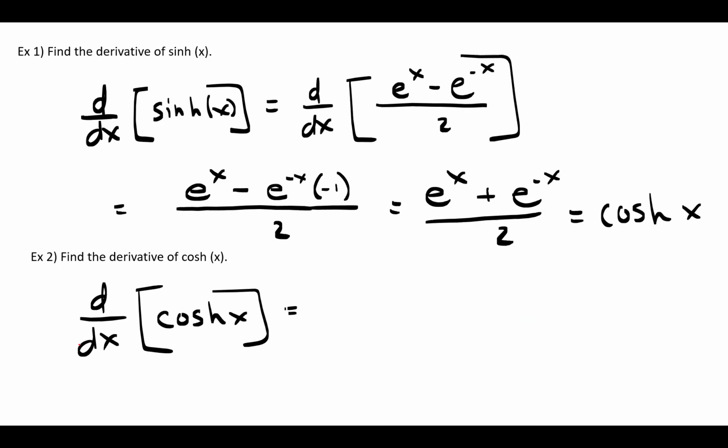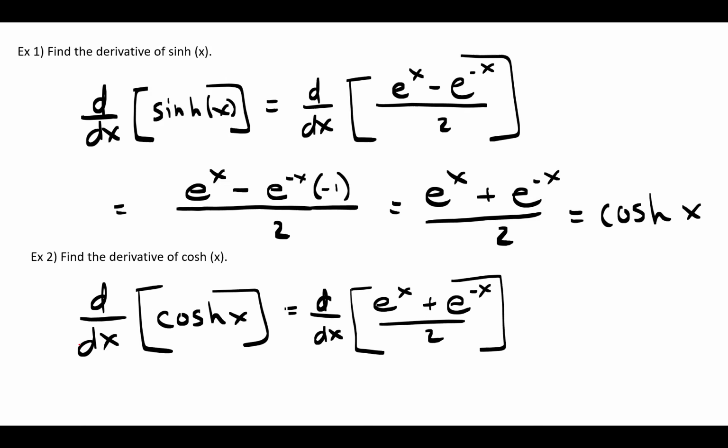Good job. Okay, here it is. By definition, cosh is e to the x plus e to the negative x over 2. Is that right? All right, let's take the derivative. The derivative of e to the x is e to the x. Interesting. It's that. By definition, what is that? It's just sinh. It is just sinh. Cool.